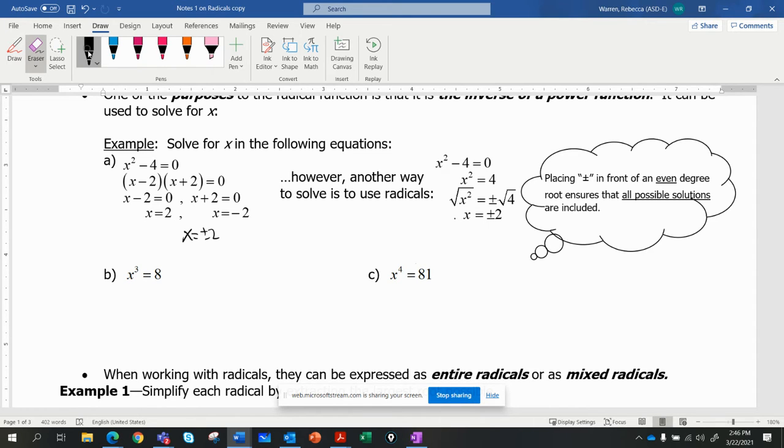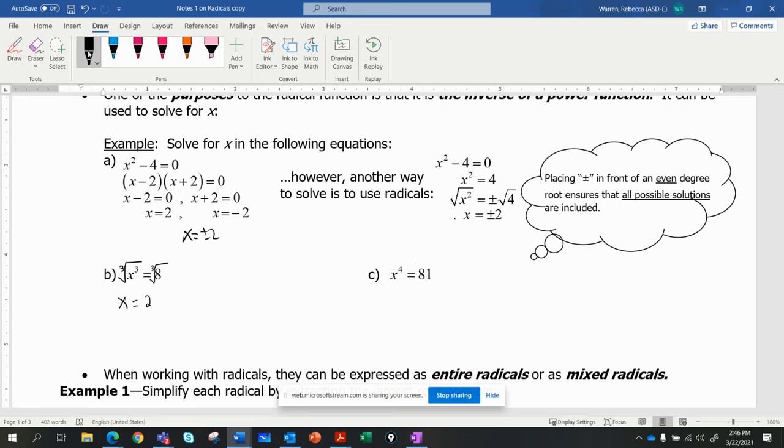Next, if we were solving here, I have x to the power of 3 equals 8. I want to take the cube root of each side. The cube root of x cubed just leaves me with x. And then the cube root of 8 is positive 2 only, for the reasons that I just explained. So your answer there is only positive 2.